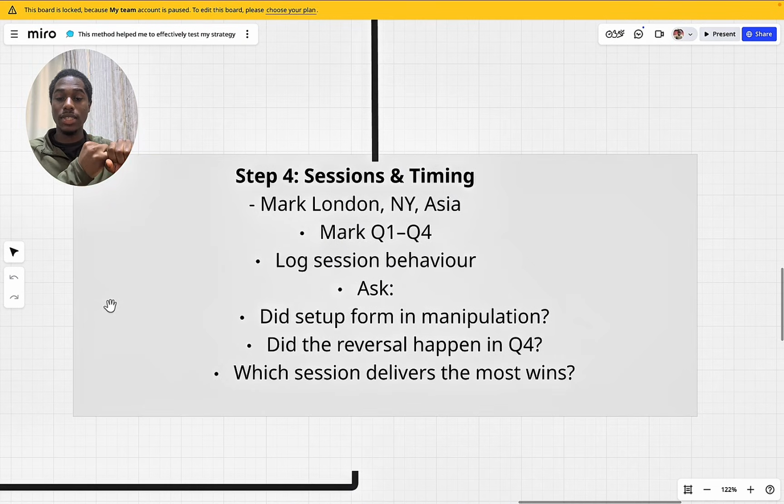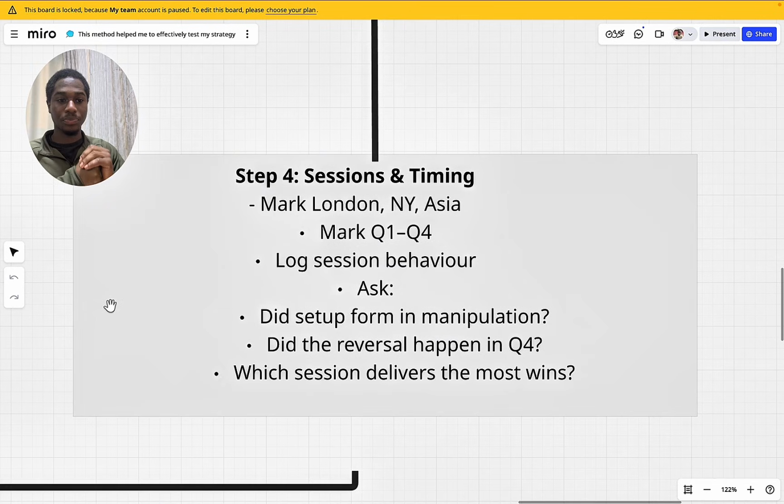Ask yourself, did the setup form while we were manipulating, so usually during Q2 and Q3? Did the reversal happen in Q4 or Q3? Always note this down, because the more data you note down, you'll be able to identify trends in your live trading, and this will give you a much bigger edge in trading. So instead of having to guess all the time, you're actually looking at the charts and you're able to tell yourself, I've seen this before, I know what's going to happen.